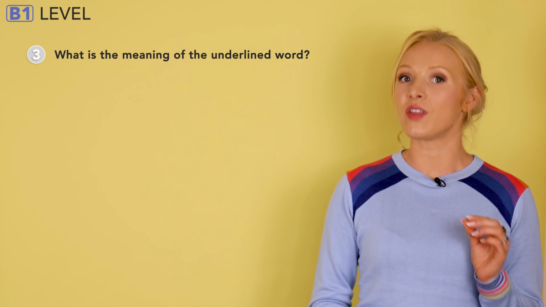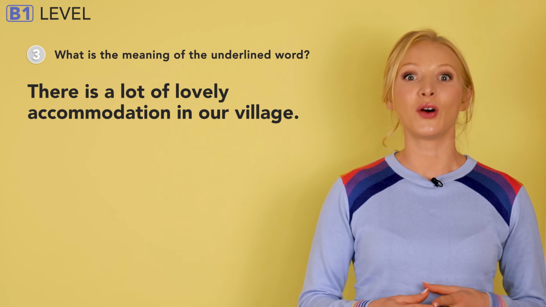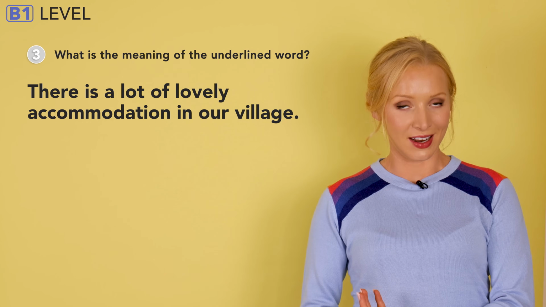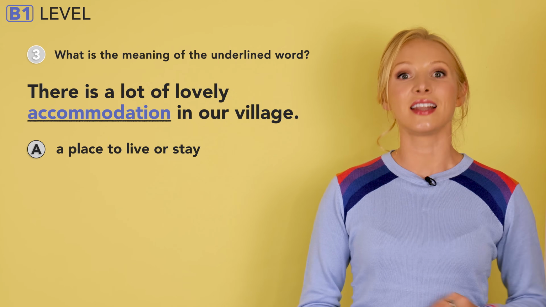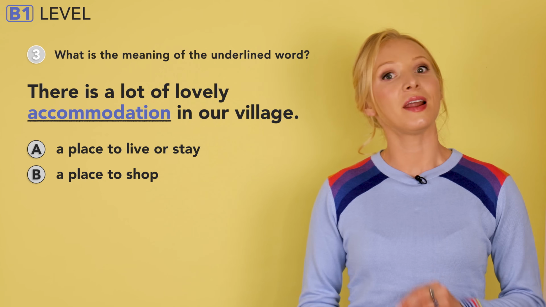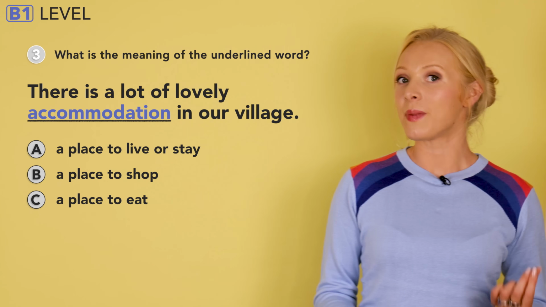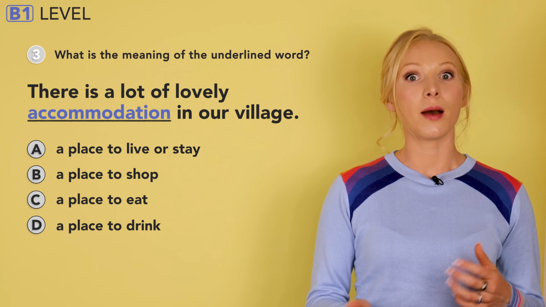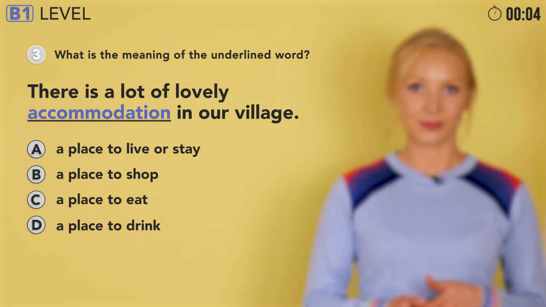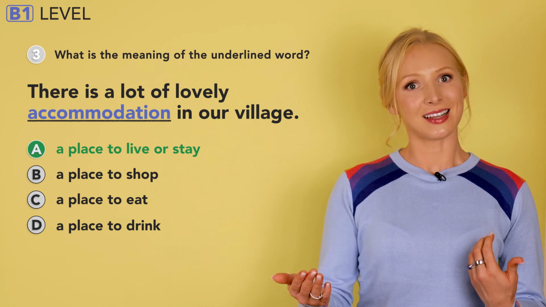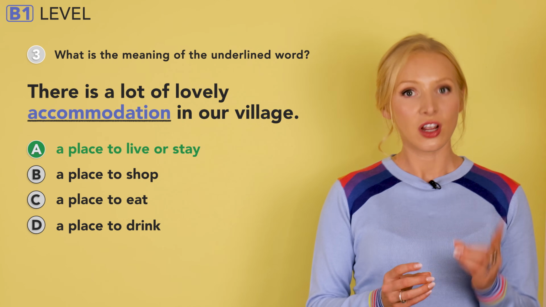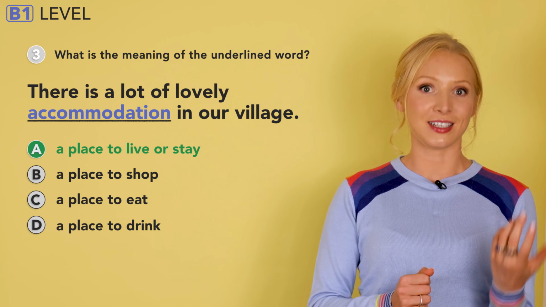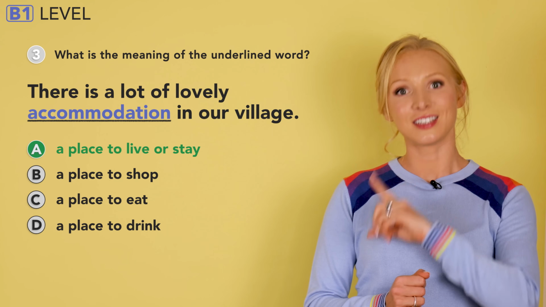What is the meaning of the underlined word? There is a lot of lovely accommodation in our village. Accommodation is underlined. Is it A, a place to live or stay? B, a place to shop? C, a place to eat? Or D, a place to drink? If you chose A, a place to live or stay, pat yourself on the back. A lot of proficient speakers of English find the spelling of accommodation difficult. Remember, it's double C, double M.